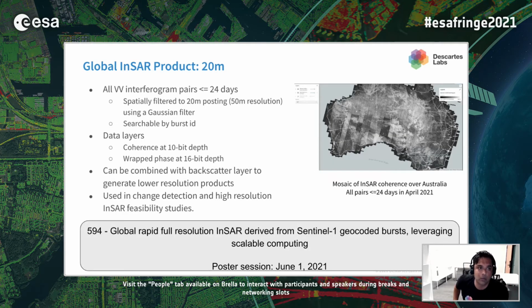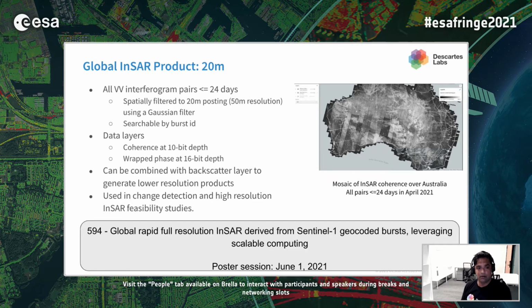The other product we built was the global InSAR product at 20 meters. So we do all VV interferogram pairs less than 24 days. We spatially filter at 20-meter posting using a Gaussian filter, again searchable by burst ID. Here's an example of coherence of all pairs less than 24 days over Australia in April. We believe coherence at 10-bit depth is more than sufficient. A wrapped phase at 16-bit depth is preserved.